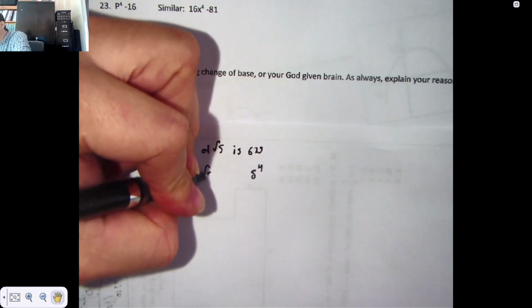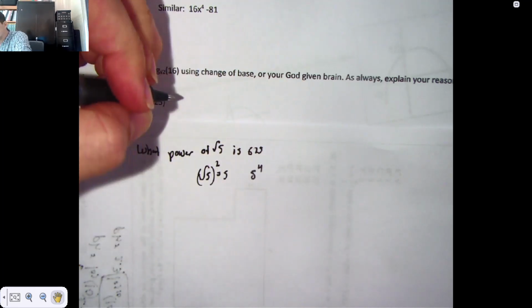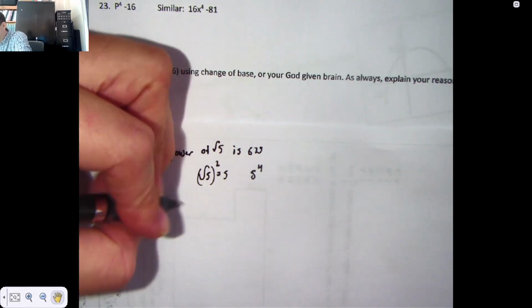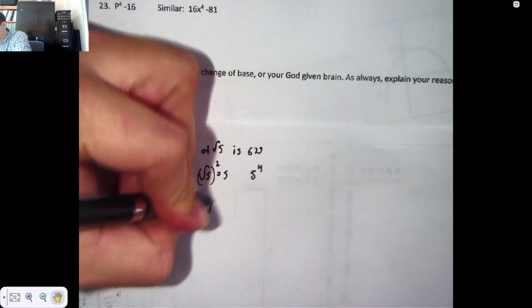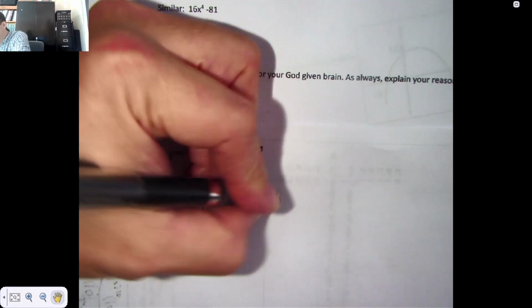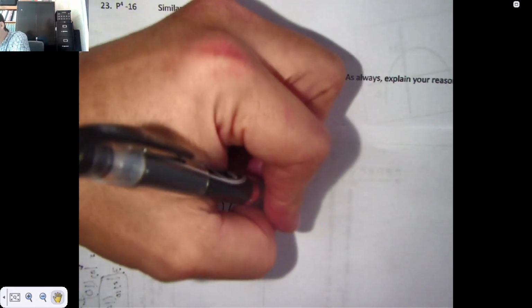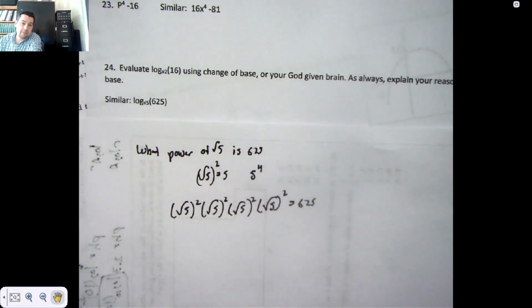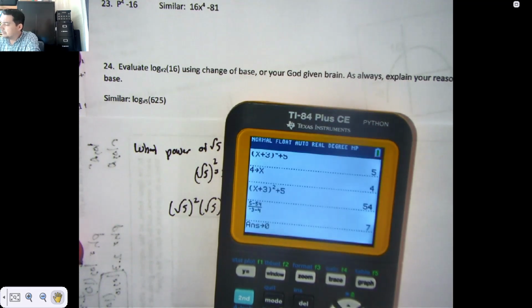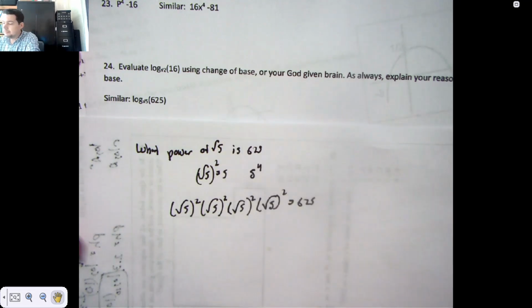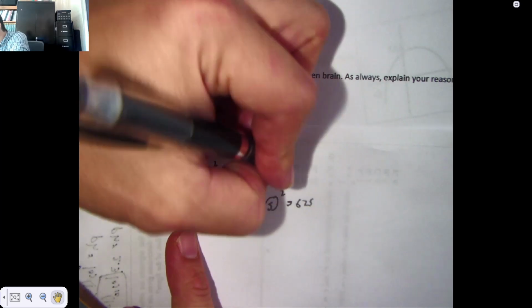I know if you take a root of 5 and you square it, you get 5. That's what I know. So because of that, it would take 4 sets of a root 5 squared to be 625. What I did is I identified a base that was common. And just to prove to you that I'm right, because some days I'm wrong, root 5 raised to the 8th is 625. So the answer is 8.